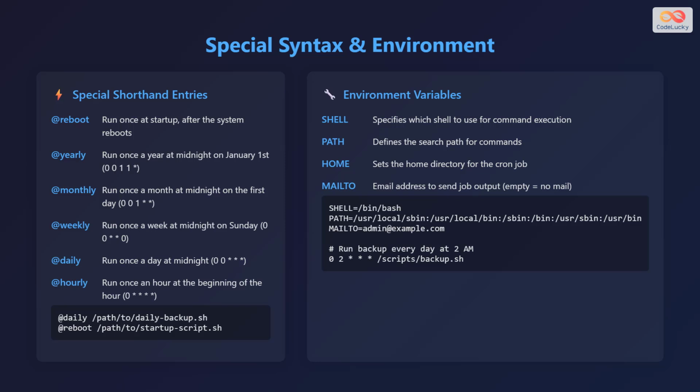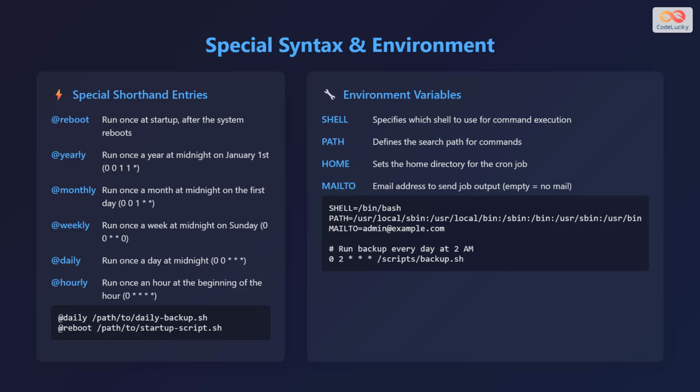@daily runs a command once a day at midnight. Finally, @hourly runs a command once an hour at the beginning of the hour. Here is an example of how to use these special entries. @daily /path/daily-backup.sh. @reboot /path/to/startup-script.sh. Crontab also uses environment variables to define the execution environment for cron jobs.